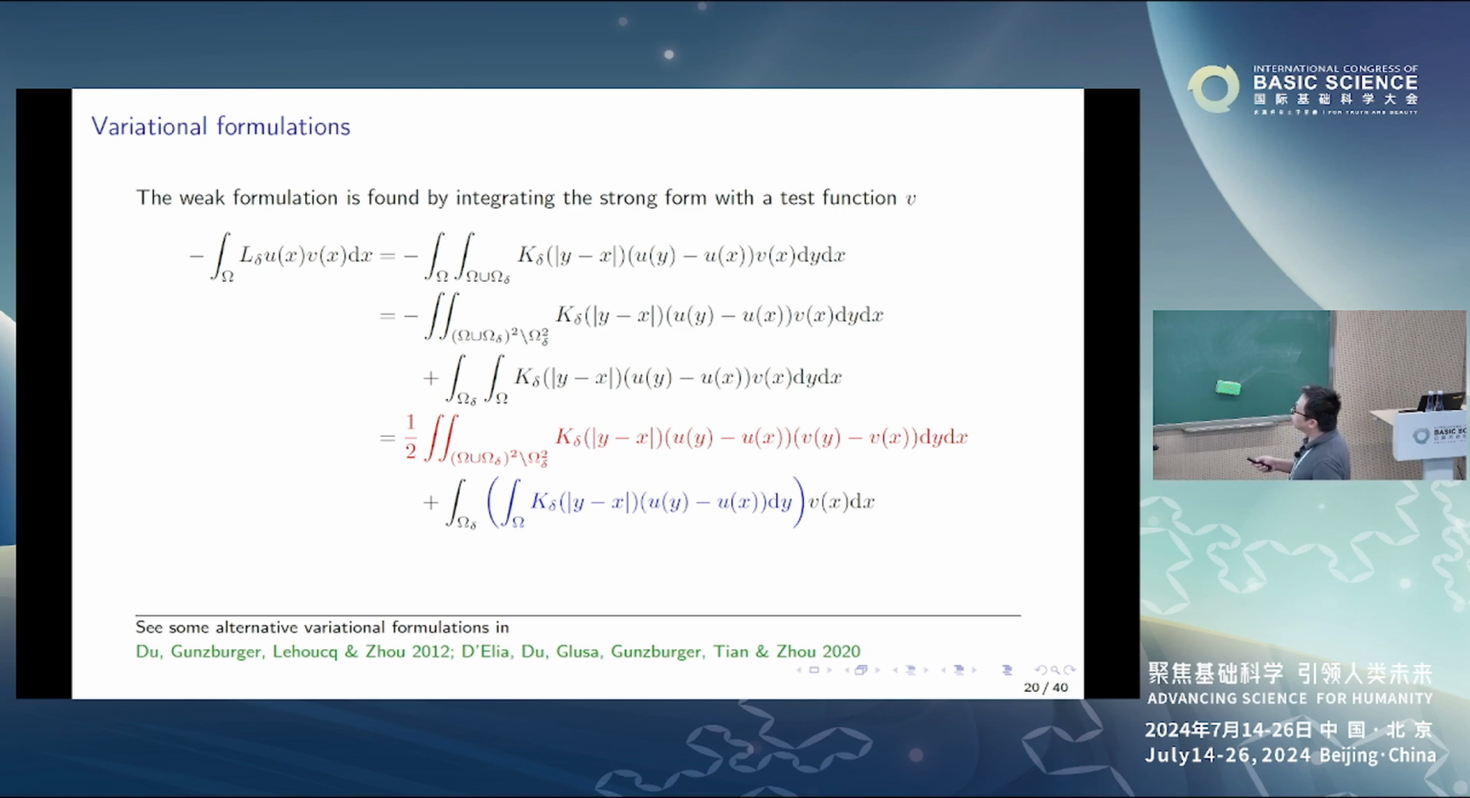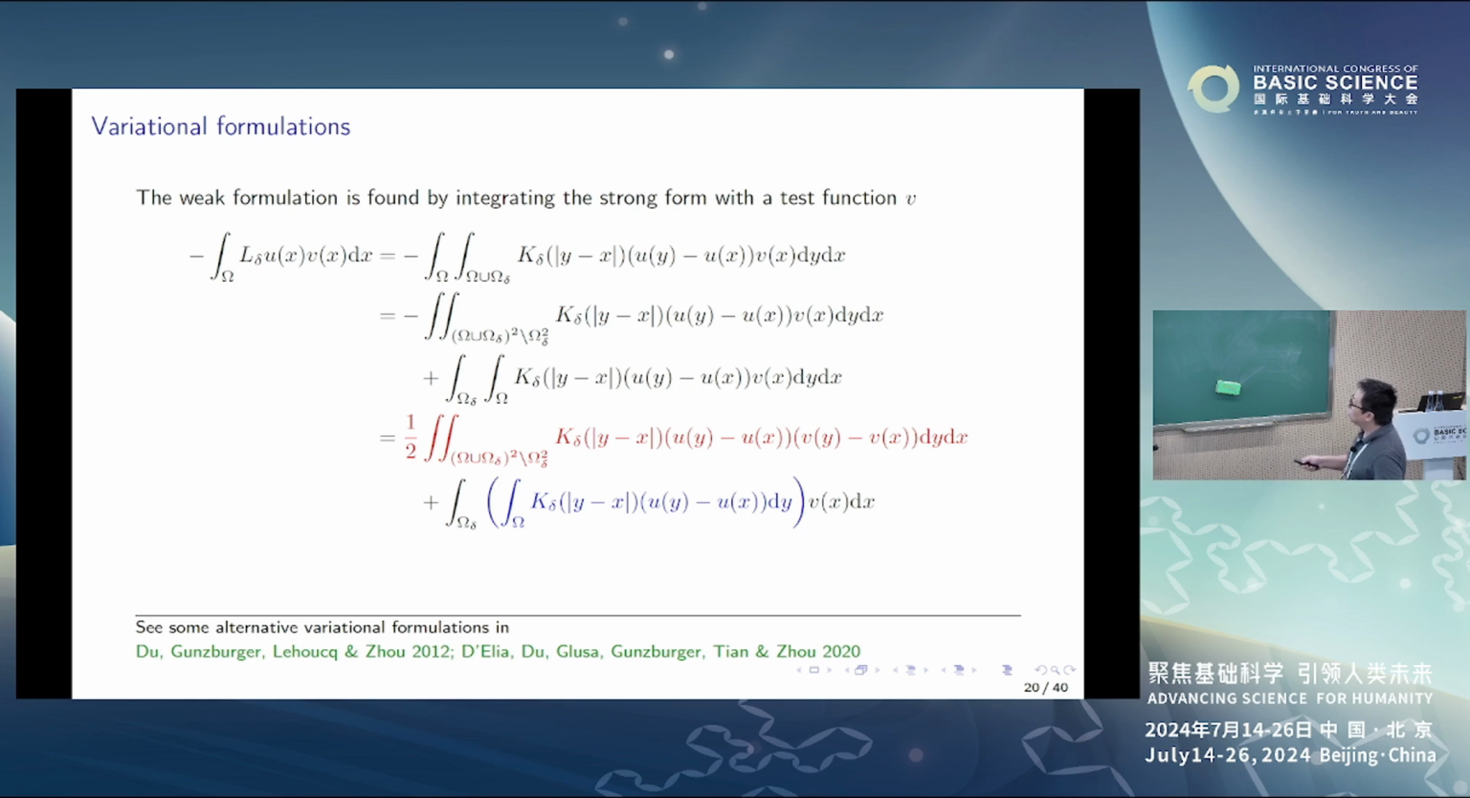And the other part is still an iterated integral. That's the integral over the boundary omega delta, that's a boundary layer, and the inner integral is on omega. Then if you look at the first part, we can write it as a symmetric form. We can balance u and v. We can write it as 1/2 a double integral over omega union omega delta square, excluding omega delta square, and the kernel function times u(y) minus u(x), v(y) minus v(x). Balance u and v.